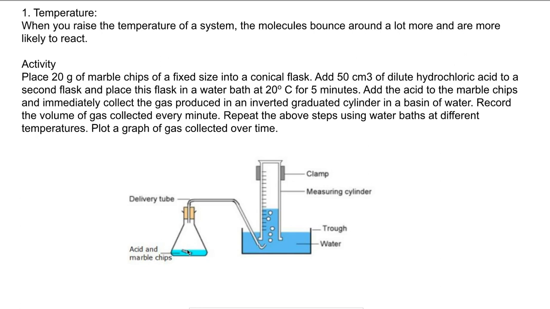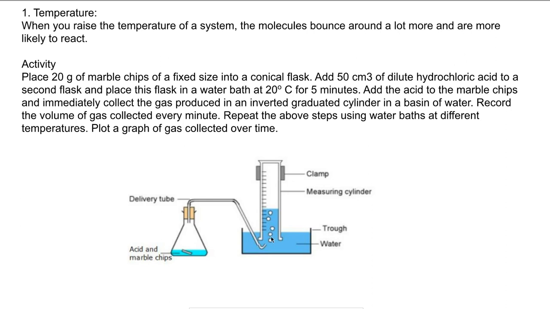So these chemicals will react together to produce carbon dioxide gas. And we need to collect the carbon dioxide gas through a plastic tube into an upside down graduated cylinder that has been filled with water.